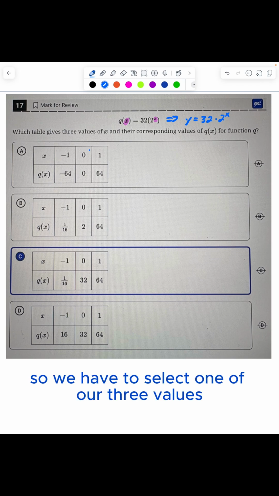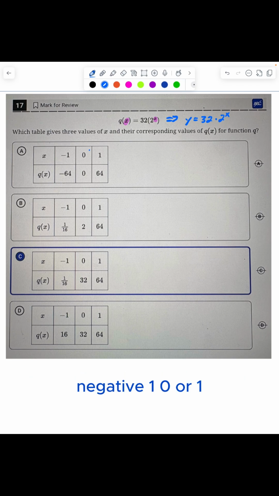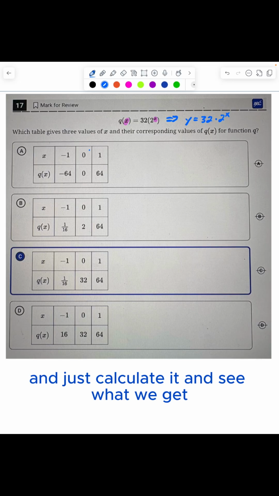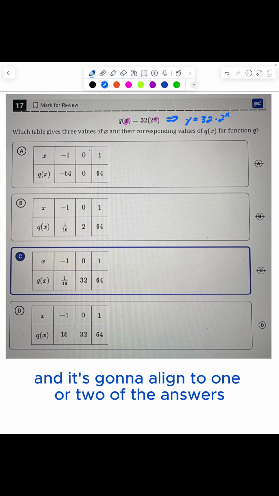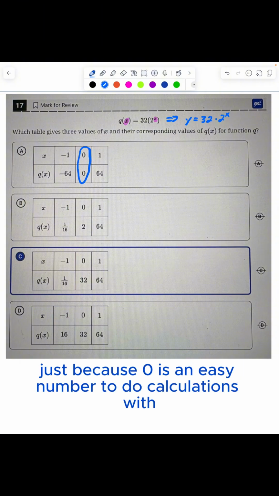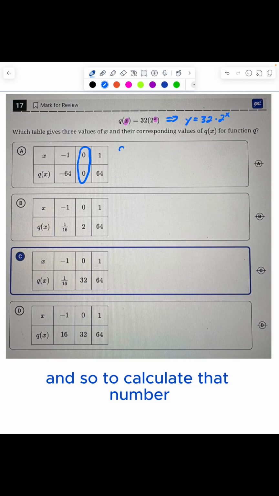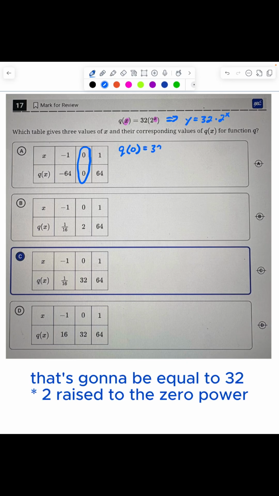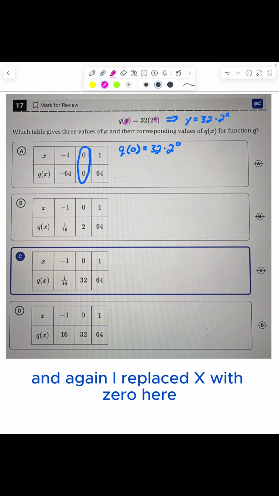So we have to select one of our three values, -1, 0, or 1, and just calculate it and see what we get. And it's going to align to one or two of the answers. I'm going to select 0 to start with, just because 0 is an easy number to do calculations with. To calculate that number, we're just going to take q of 0. That's going to be equal to 32 times 2 raised to the 0 power. Again, I replaced x with 0 here, and I have to replace x with 0 here.